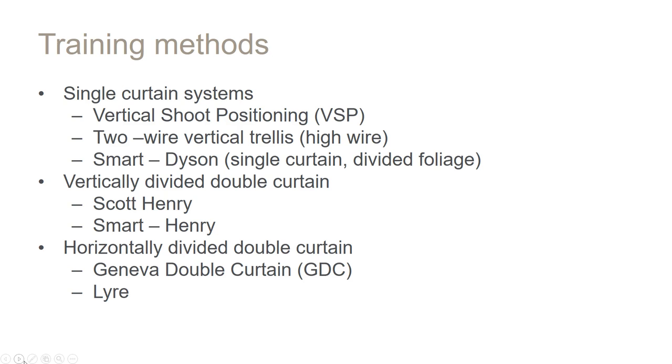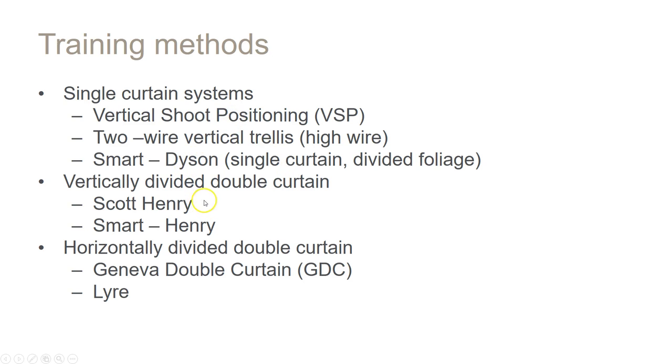So we break training systems up into three big categories, right? And this is of course not including head trained. Head trained would not have a trellis. It's just a freestanding grapevine. So this is just for trellises. We can break it into single curtain systems, which are like VSP, or high wire, what we call Sprawl, California Sprawl, or Smart-Dyson, which we generally don't see anymore. I'm not even going to discuss it any further, but if you want to look it up, you can.